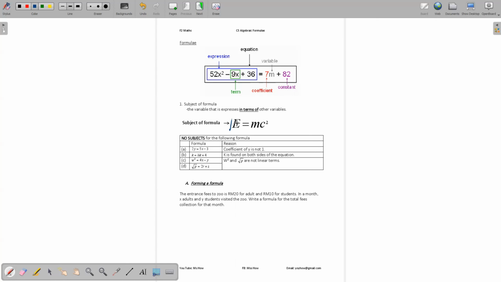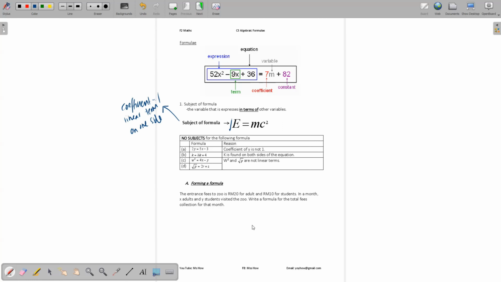So remember, for subject of formula, the coefficient must be 1, it must be a linear term, and it must be on one side only. Basically we can call this subject of formula a lone ranger. They don't want anybody to come with them. All right. Okay, so let us try some examples here.